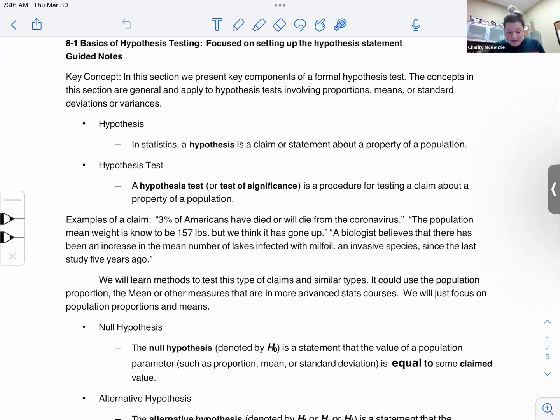So on here, I have a little example of a claim. 3% of all Americans have died or will die from the coronavirus. So that 3% number was out for a while during COVID. Another example would be the population mean weight is known to be 157 pounds, but we think it has gone up. So that claim could include what people are thinking, but it typically has either a percent or so many out of so many, which is a percent, right? If you divide it, or it would be a mean. We could also do a standard deviation, which isn't hard.